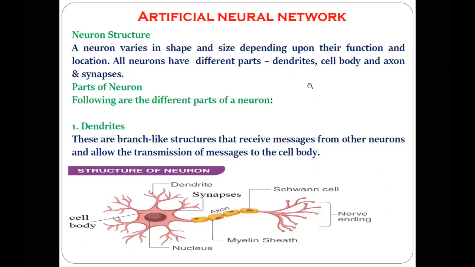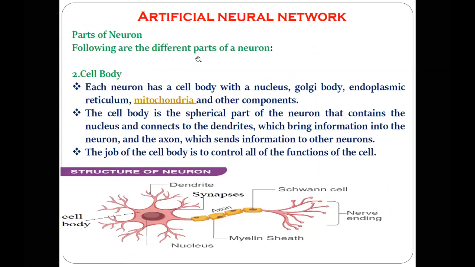Then next we have the cell body. You can see here, this is the cell body. Not this, this is the nucleus. So the part around the nucleus is considered the cell body. Each neuron has a cell body with the nucleus inside it. The part surrounding the nucleus is called the cell body. Each neuron has a cell body with the nucleus, Golgi body, endoplasmic reticulum, mitochondria, and other components. These are biological words that we don't have to do anything with. We have to just understand the different parts.